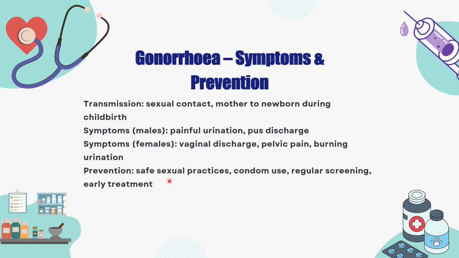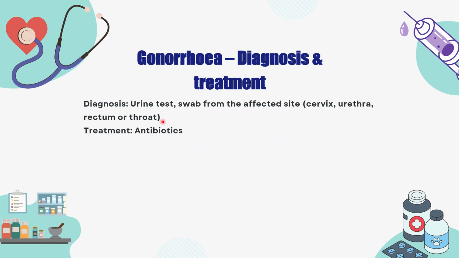Prevention can be done by safe sexual practices and condom use during sexual contact. Regular screening is essential for early detection of the disease, and early treatment after diagnosis is a must. Diagnosis can be done by urine test and mainly by swab from the affected site like the cervix, urethra, rectum, or throat. The treatment is, of course, antibiotics prescribed by a specialized doctor.